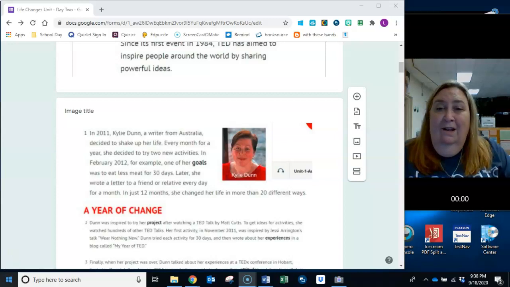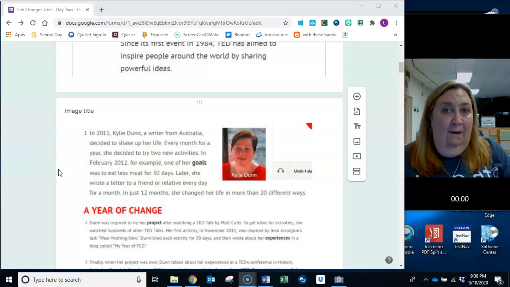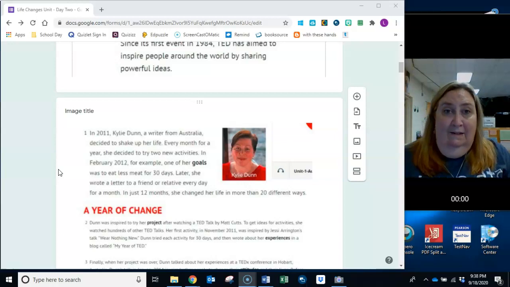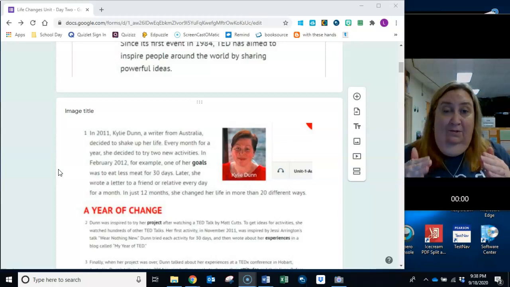I'm going to pause right here. Let's look at this vocabulary word, goals. One of her goals was to eat less meat for 30 days. So this is not talking about she did not score a basket. It's not that kind of goal. She decided, this is something I want to do and I'm going to do everything I can to try to do that. So she made that her vision, her goal. She was going to reach that goal.